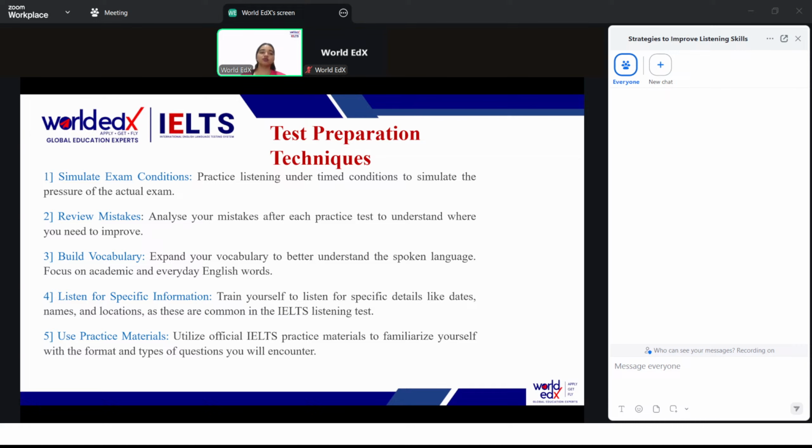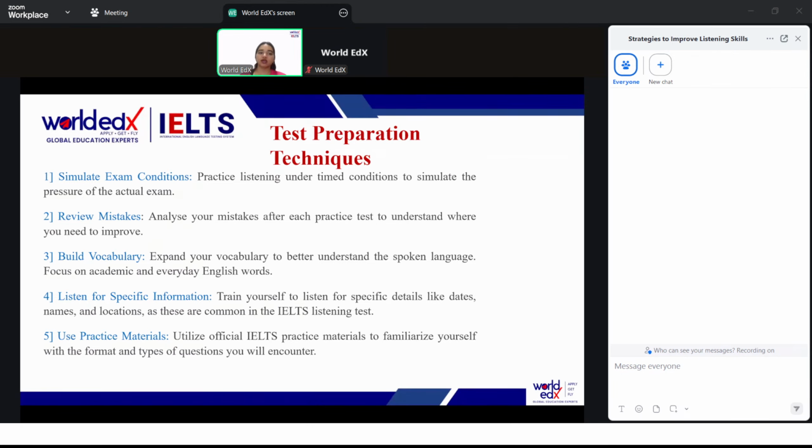The next is review mistakes. When you are given the time to check for your answers, make sure that you do check your answers and see if there are any mistakes that you made. And also in general, if you made any mistake while preparing or while answering the questions, see what went wrong. What is that particular thing that you're not able to understand? In this way, you will know how to improvise yourself.